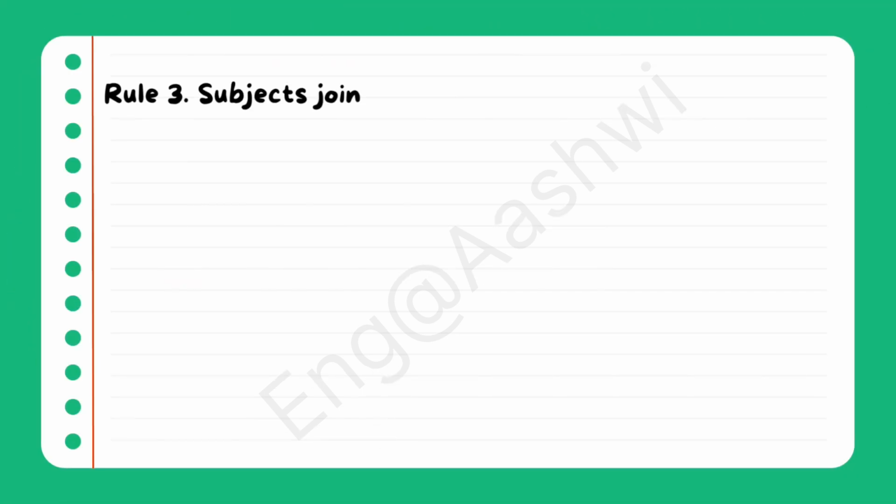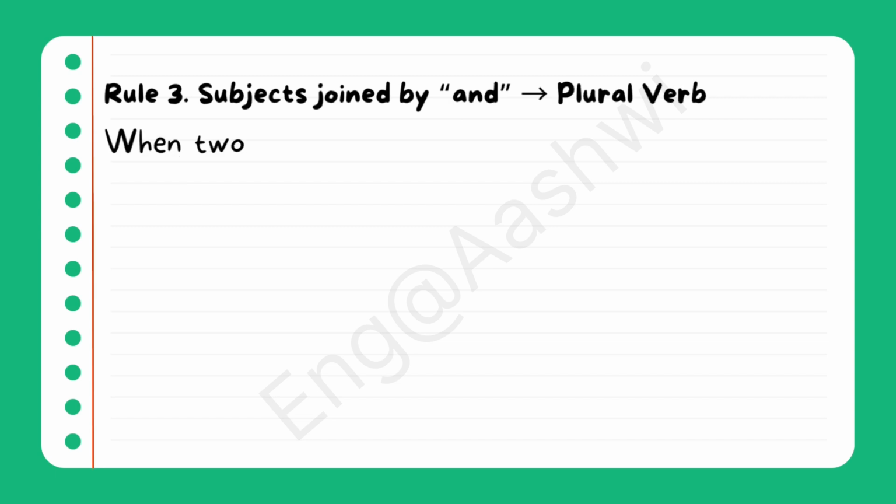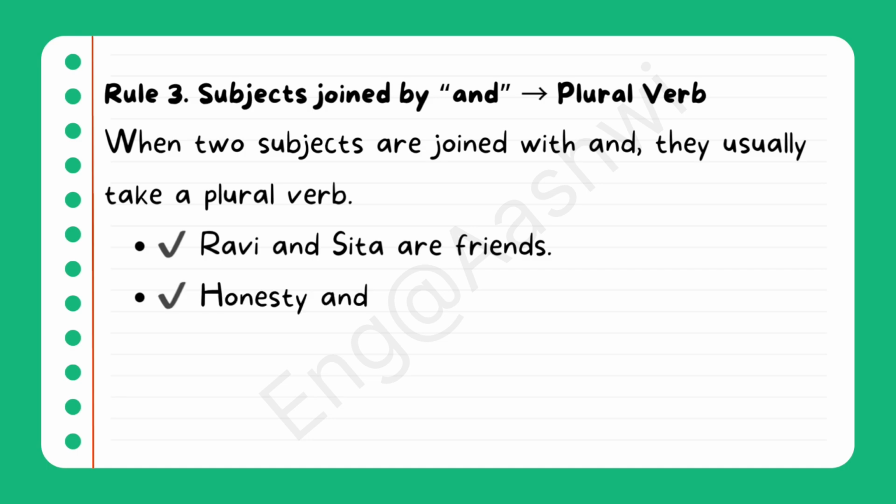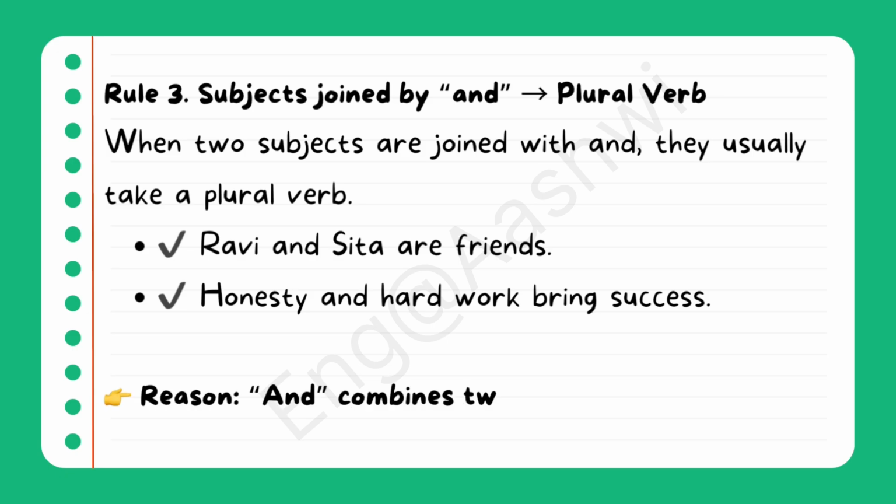Rule number 3. Subjects joined by and take plural verb. When two subjects are joined with and, they usually take a plural verb. For example, Ravi and Sita are friends. Honesty and hard work bring success. Reason: and combines two different subjects, so they are treated as plural subjects.